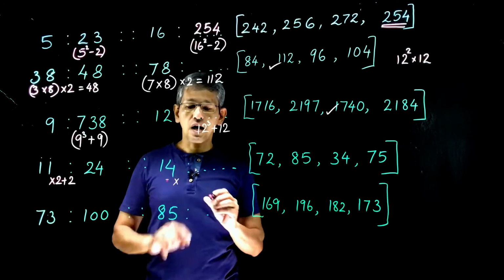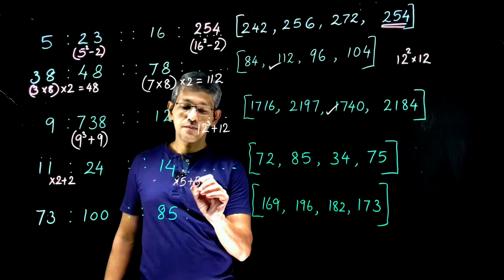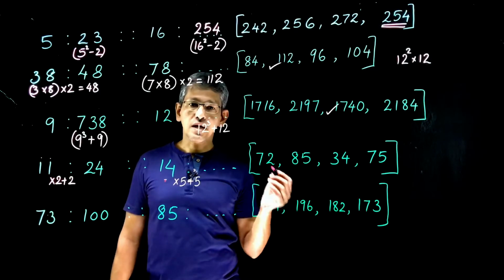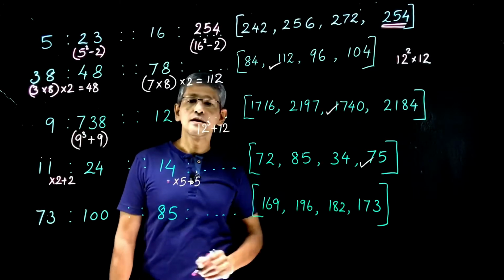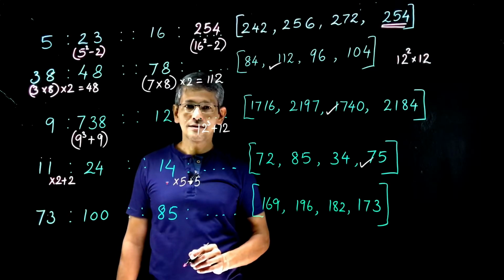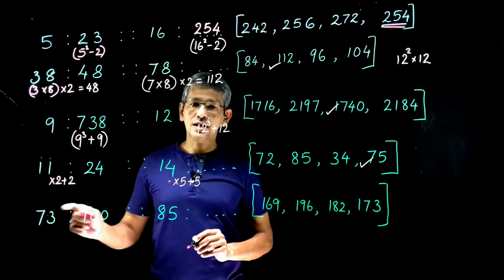So 14 into 5 plus 5. So 14 into 5, that is 70. 70 plus 5, 75. So, okay, we have the answer here. Perfectly all right. Now let's go for the next one. 73 and 100. What is the connection there?